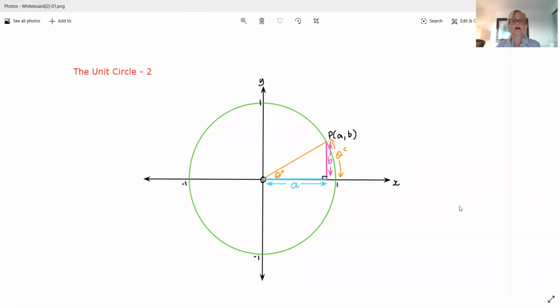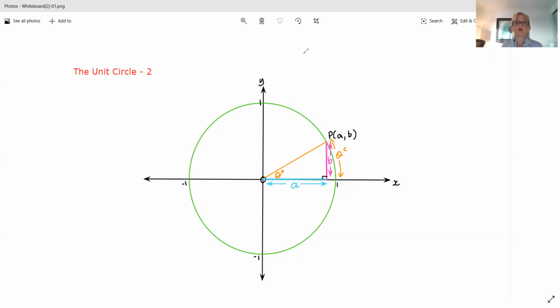All right, so we have our point P(A, B). We are already familiar with the idea that the x value is A and the y value is B. I want to talk about that in more detail in a minute. Before I do that, I'm going to talk about these other two ways of showing the position of this point P. Theta degrees, we're fairly familiar with angles in degrees by now.